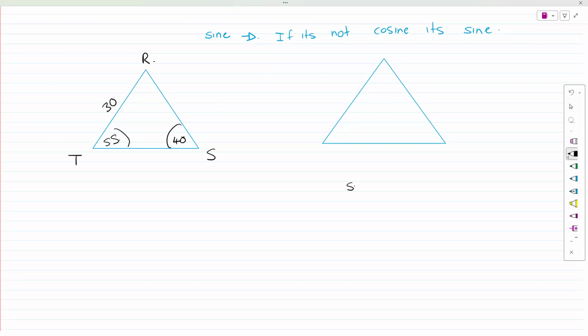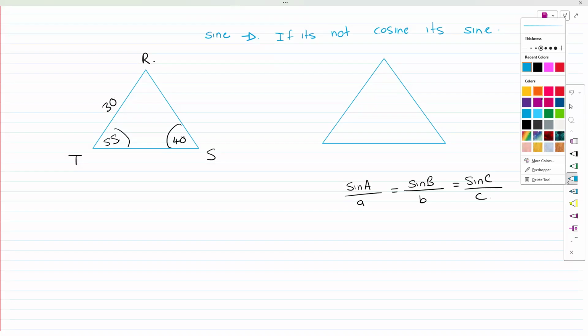Now the general rule for sine is sine A over A, which equals sine B over B, which equals sine C over C. Now, some of your teachers might put the small a on the top and the small b on the top and the small c on the top. It doesn't matter. It's the same thing, right?